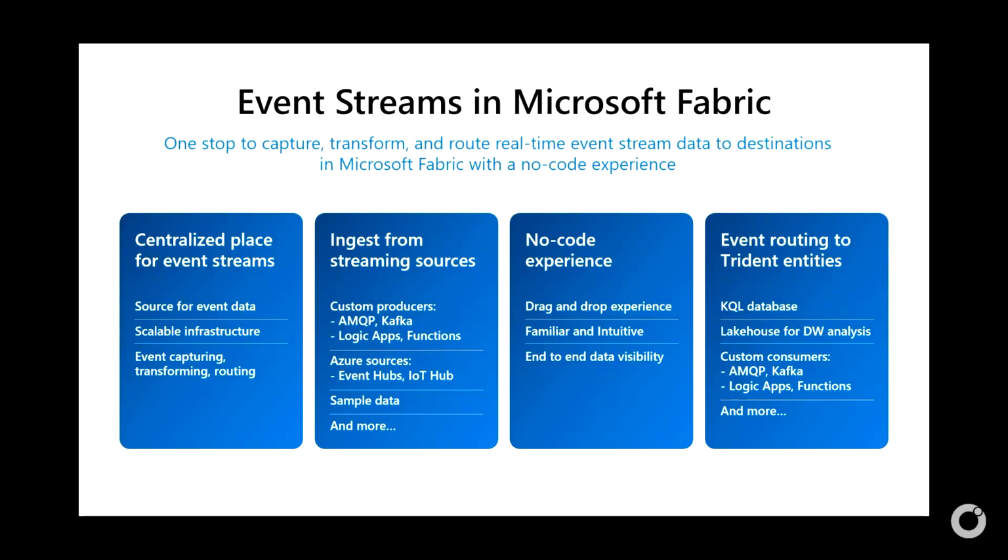You can ingest from streaming sources. As I said, you can have custom producers producing your data. Maybe your data is in AMQP or Kafka client, or it's in Logic Apps or functions. So you can use the custom source and then connect to those streaming sources. Or you can connect to event hubs, and we are also bringing in IoT Hub to connect to this event stream quickly. There's also sample data. We have 2 sets of sample data. One is yellow taxi, one is stock data. If you do not have Azure Event Hub and you just want to play with how event stream works, you can use sample data as well.